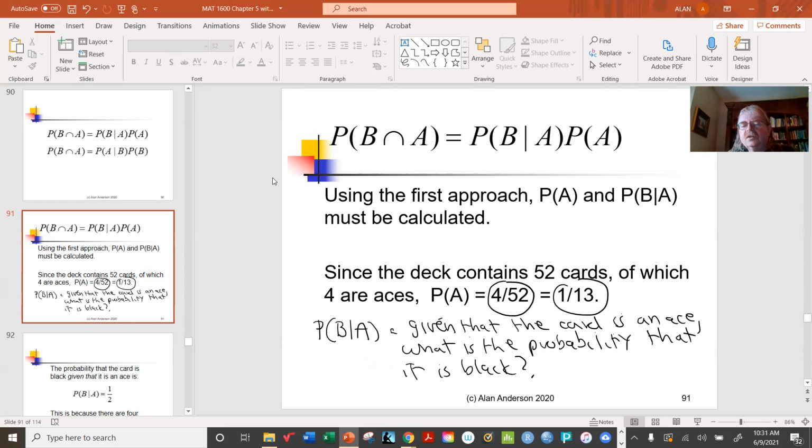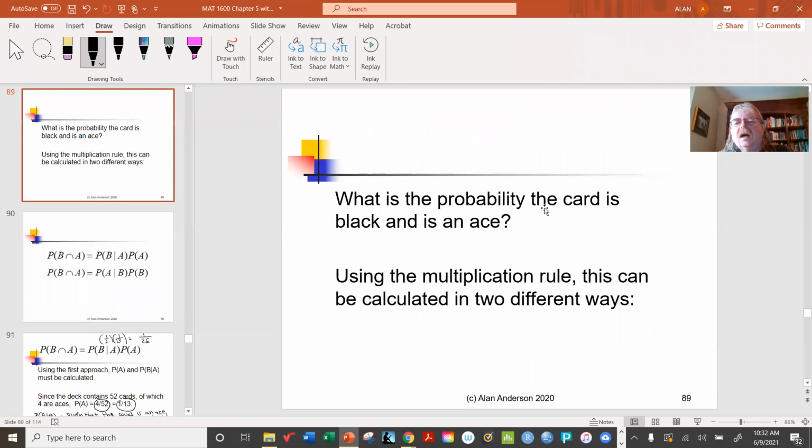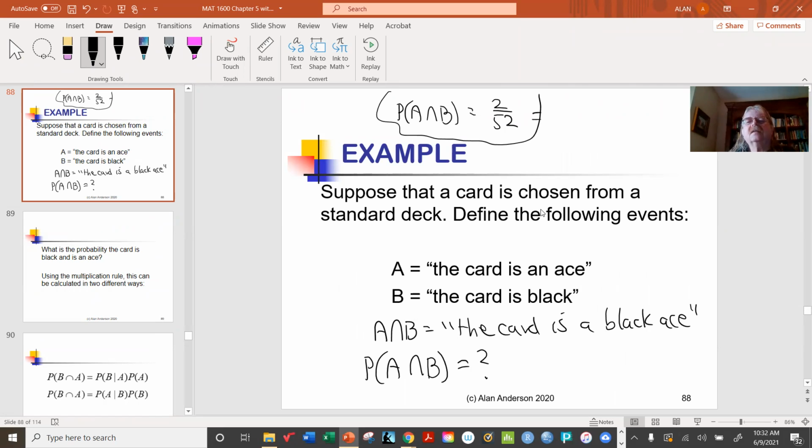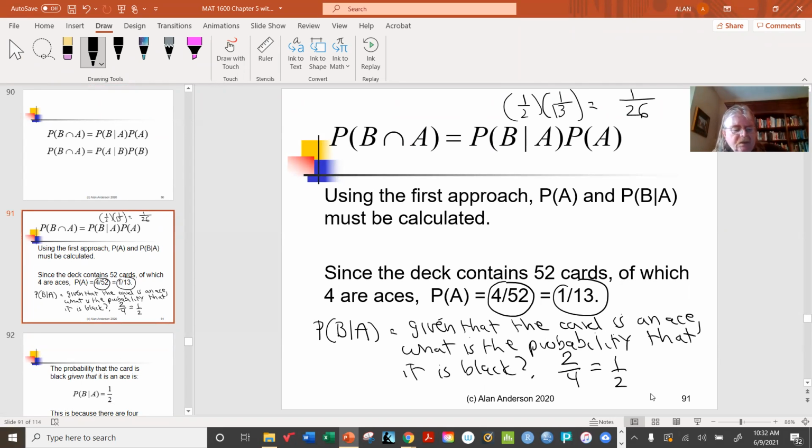Well, we know that there's four aces, two of which are red and two of which are black, which means that this must be 2 out of 4 or 1/2. So in other words, we're being told that the card is an ace. We know that there's four aces, two black, two red. Therefore, this probability is a half. So when we move these up here, this is 1 out of 26. Whereas back here, this is actually, of course, the same as 1/26. So that means we've done this correctly. We've set it up correctly to come up with the correct solution, which is 1 out of 26.